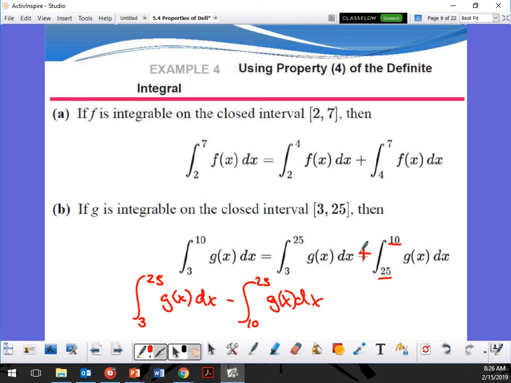So now think about your numbers. If I have from 3 to 25, which is way beyond what I'm looking for, and I'm going to subtract from 10 to 25, what's going to be left over? From 3 to 10, right? Because I'm subtracting 10 to 25.